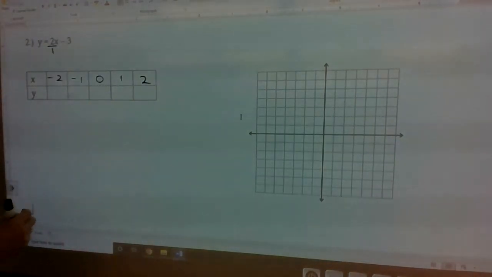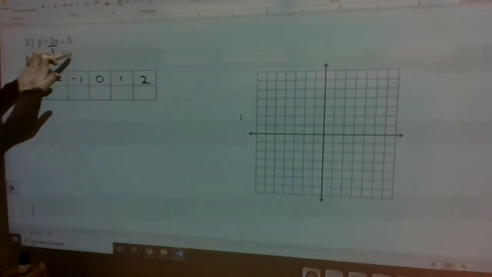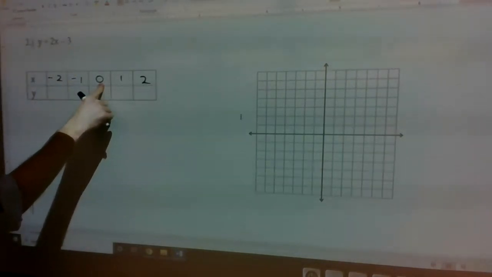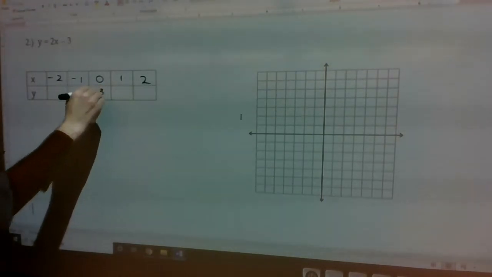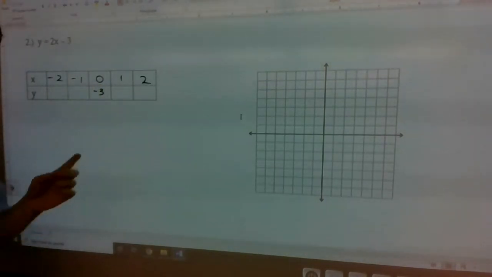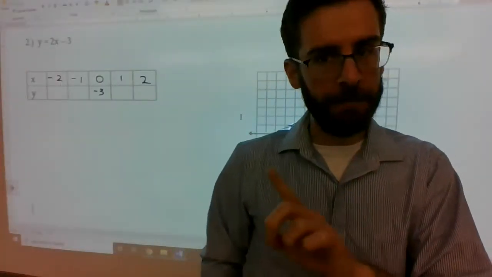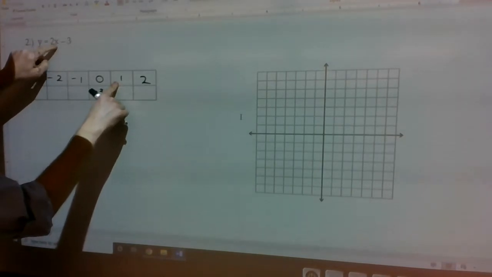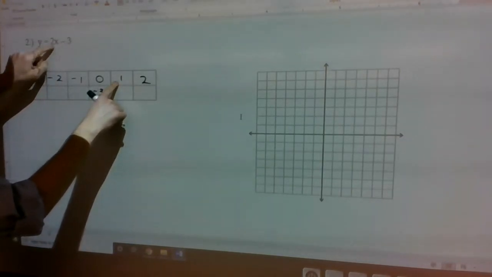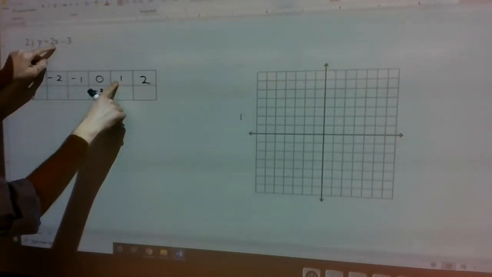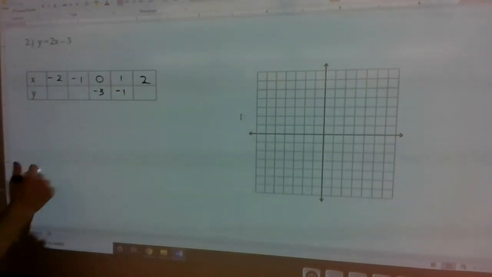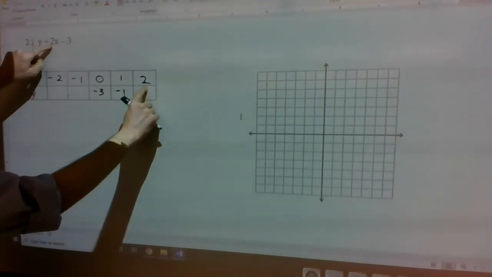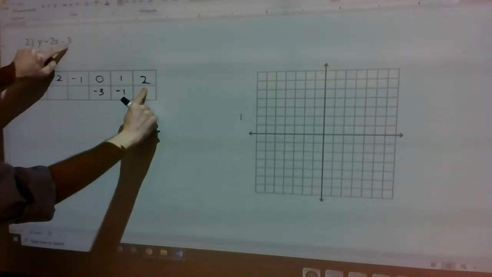All right. So now what we're doing is we're plugging in 0 right here. So what's 0 times 2 minus 3? It ends up being -3. And I'll do this where I fill out the whole table before I plot any points, okay? What's 2 times 1 minus 3? Well, 2 times 1 is 2. 2 minus 3 is -1. Plug the 2 in right there. What's 2 times 2, 4, minus 3, 1.